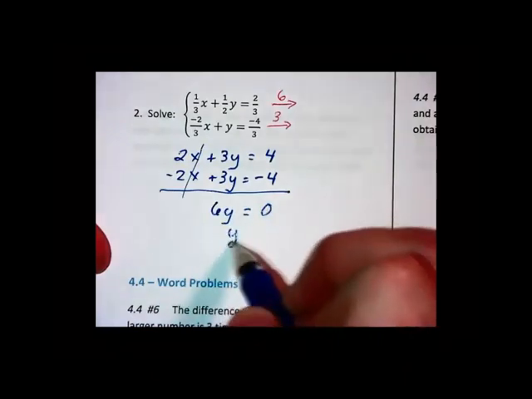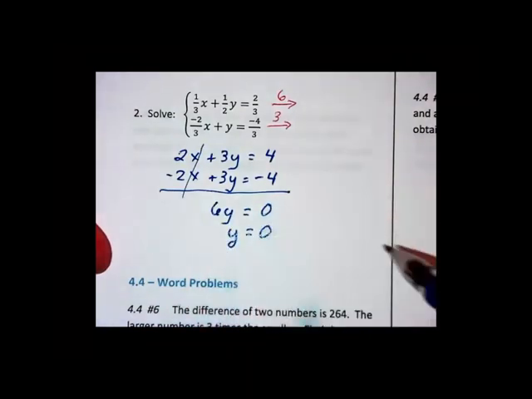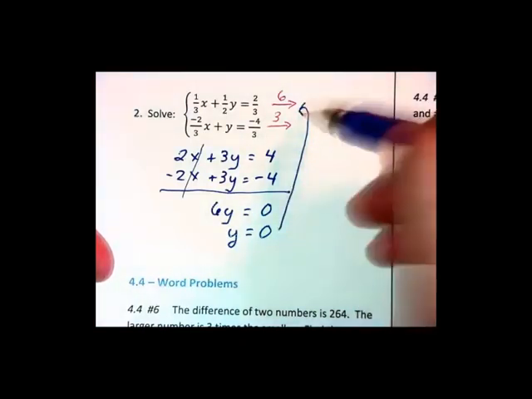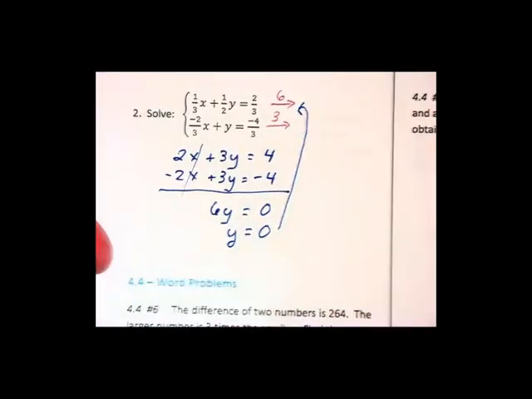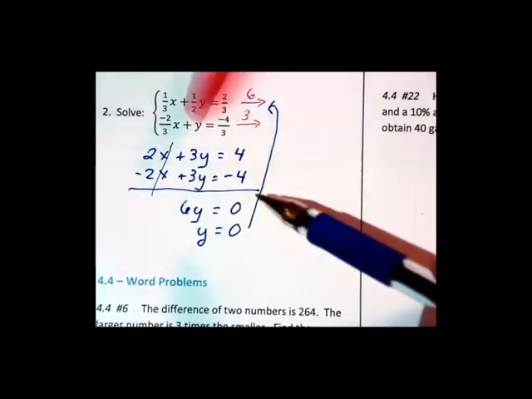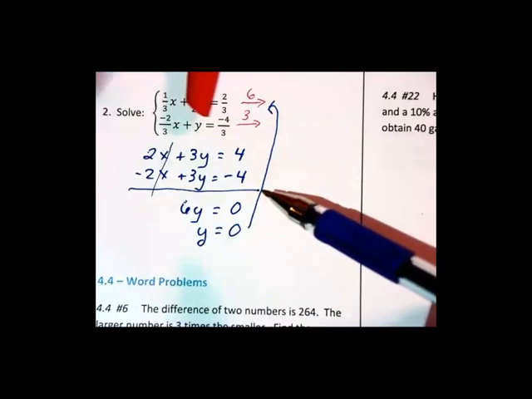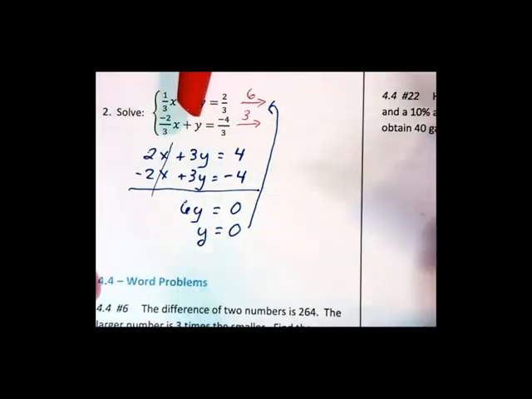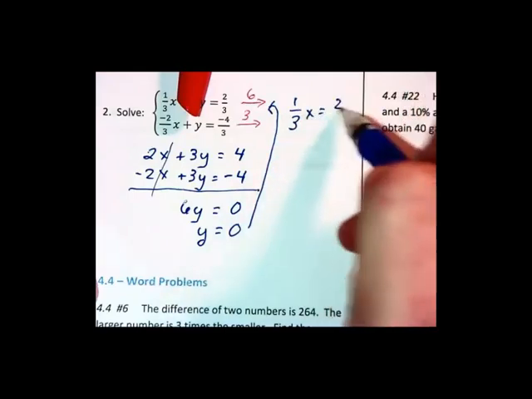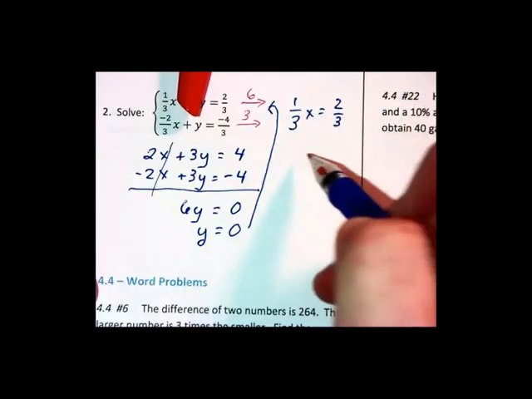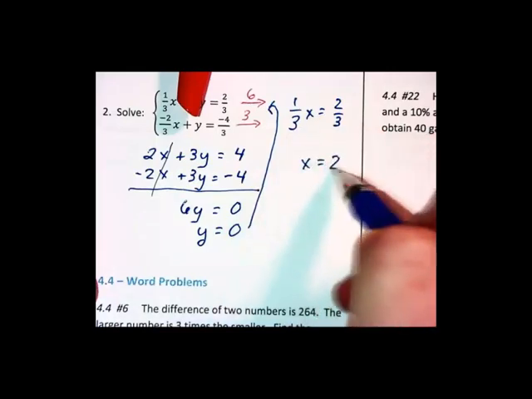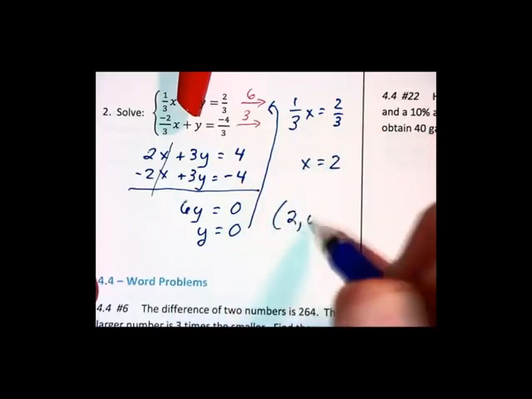Therefore, y is 0. I need to substitute that in somewhere. I choose the top row, top equation. And when I substitute y equals 0 in, that's like covering over that middle part of the equation. All I have left now is the 1/3 x equals 2/3. And you can see that 1/3 times 2 makes 2/3, so x equals 2. And our solution is 2, 0.